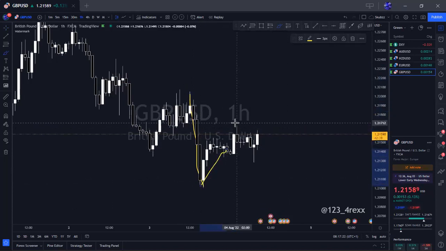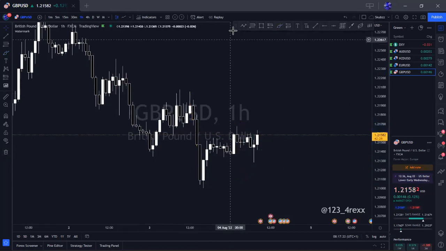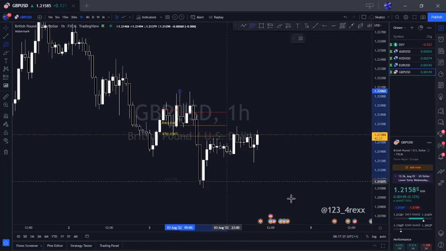And then we can see a very nice entry criteria here. This is a very sweet bearish pin bar, and it's exactly around the golden ratio, around the 0.6.